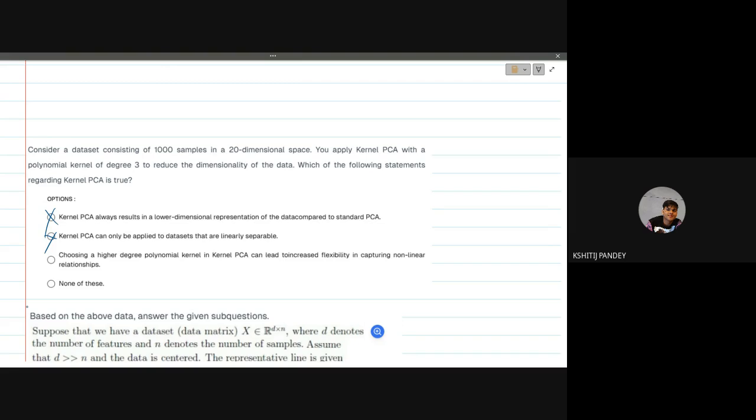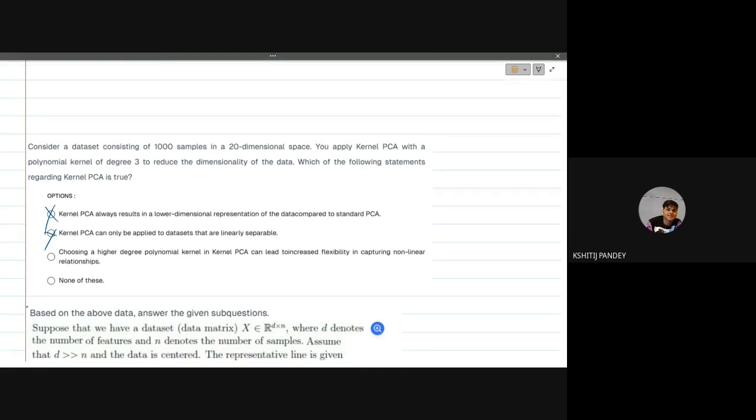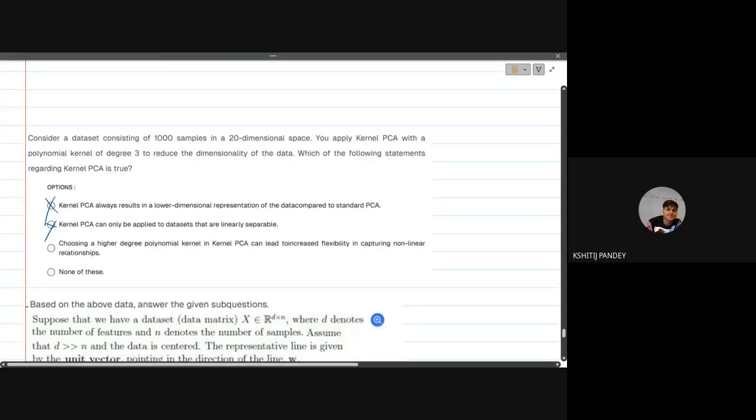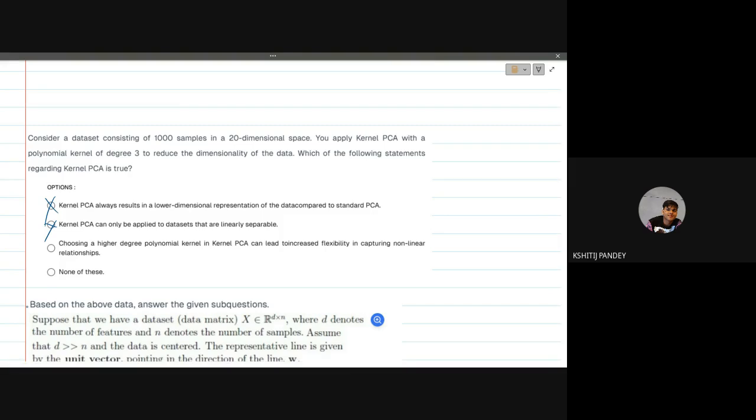Choosing a higher degree polynomial kernel in kernel PCA can lead to... what is this? I haven't heard of this term. Let's Google the meaning of this term first of all.